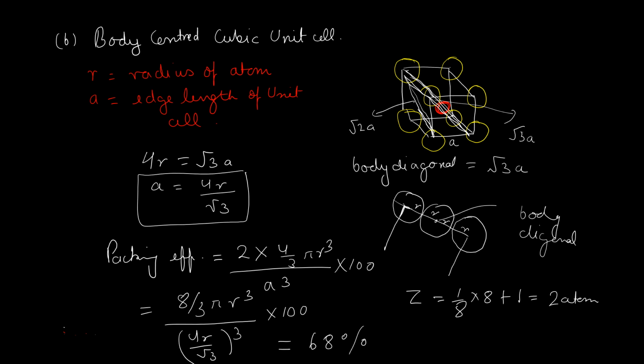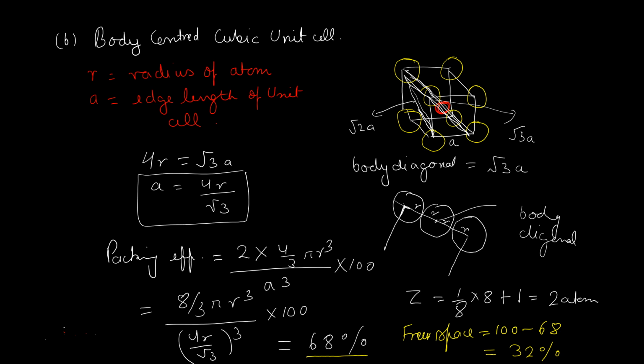It means in case of body-centered cubic unit cell, 68% space is occupied. It means how much is free space? So free space would be equal to 100 minus 68, that is 32%. So we have seen that in case of simple cubic unit cell, 52.4% space is occupied, while in case of BCC, 68% of space is occupied by the constituent particles. It means which one is having better packing?